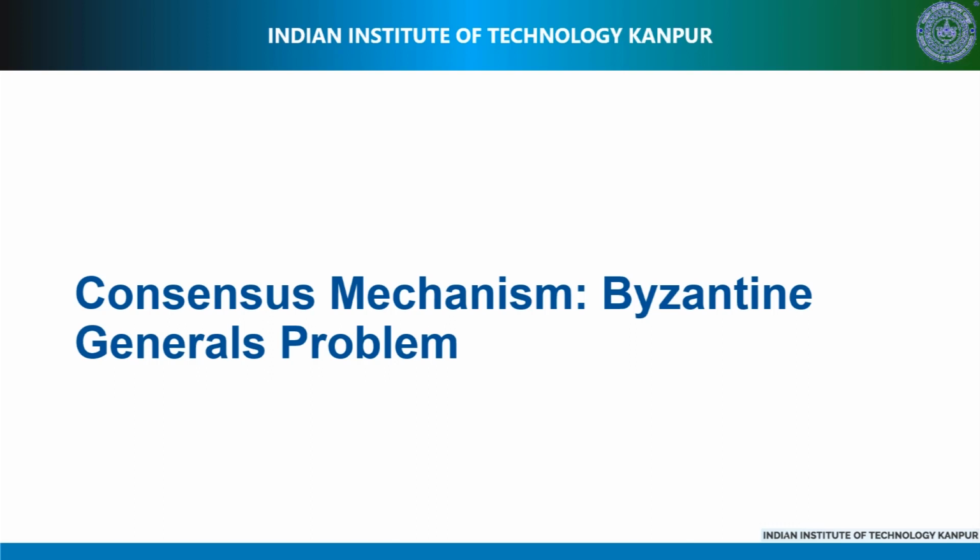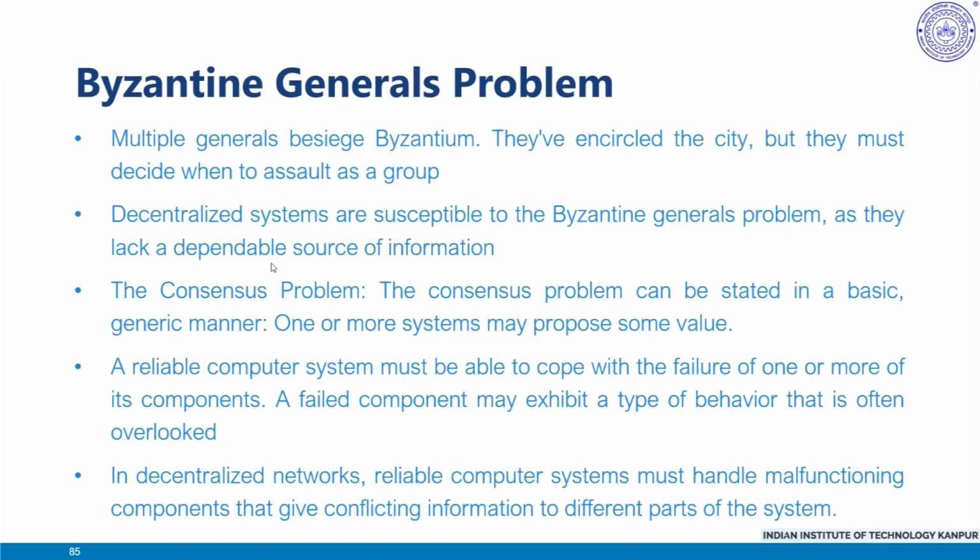In a series of next few videos, we'll discuss the consensus mechanism employed in blockchains. We start with this video talking about Byzantine generals problem. To begin with, the Byzantine generals problem is based on a game theory analogy. So multiple generals besiege Byzantium, and they have encircled the city, but they must decide when to assault as a group.